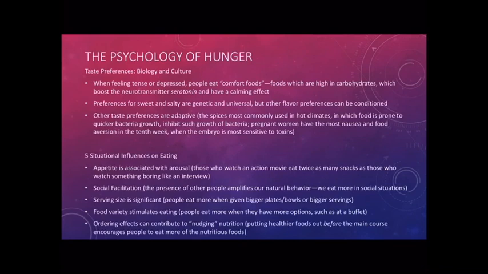And lastly, ordering effects can contribute to nudging nutrition. So if children are going through a lunch line and you put the healthier foods out before the main course food, that encourages people to eat more of the nutritious foods. This was something that Michelle Obama actually put into practice when she was First Lady, when she was encouraging healthier eating and healthier school lunch options. One tactic they used was putting all of the healthy foods at the very start of the lunch line and all of the unhealthy foods at the end, so that people would go for the healthy foods first, fill up their plates, and then wouldn't have much room at the end for the unhealthy foods to be added.